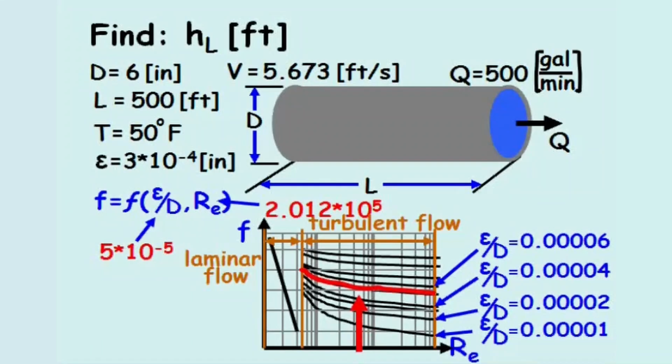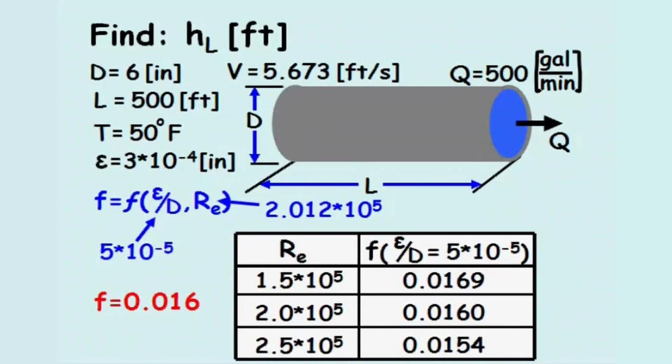To find the friction factor, we'll find the Reynolds number on the horizontal axis, then trace up to the relative roughness contour equal to 5 times 10 to the negative 5. Then trace left to the vertical axis to find the value of F. For this problem, the friction factor is most nearly 0.016. If reading the Moody diagram is difficult, these values can also be looked up in published tables.